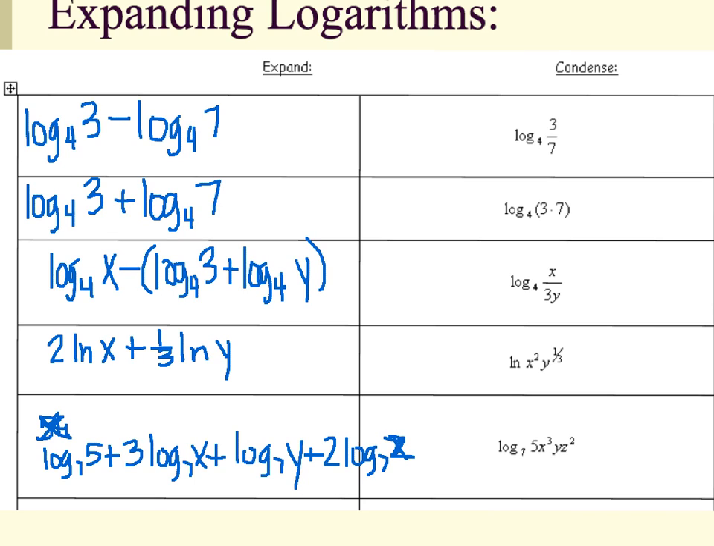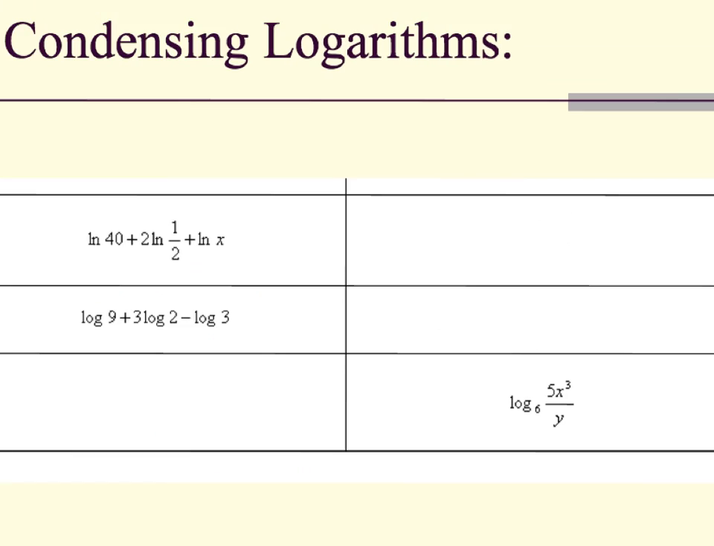So we've got log base 7 of 5 plus 3 times log base 7 of x plus log base 7 of y plus 2 times log base 7 of z. So those were all expanding. They were making them larger. The next one we're going to do is condensing. So we're going to make this smaller.